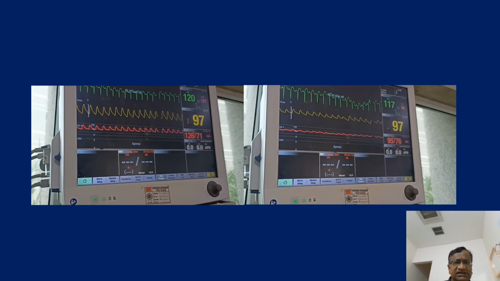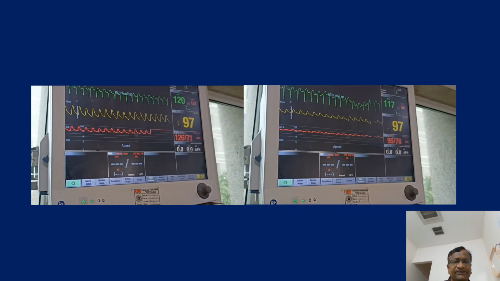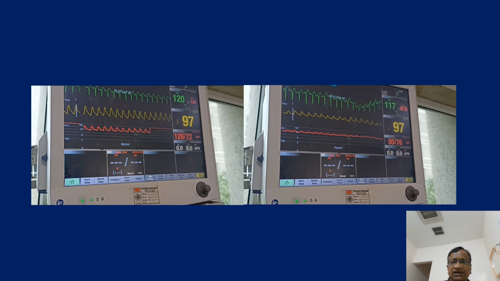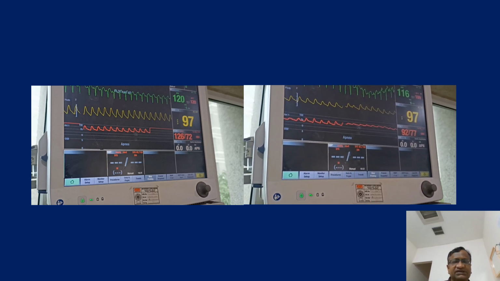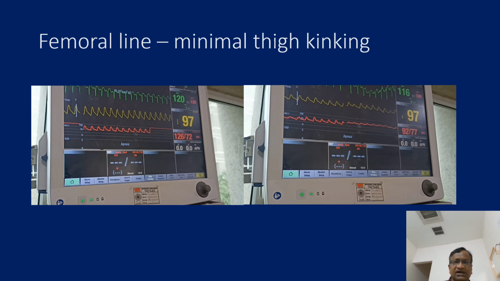This is a very interesting case. Now we can see the next. Now we don't know what is happening. The BP is coming down and you can see here. The femoral line is minimally tight, a kink.